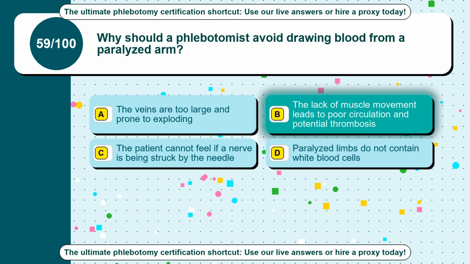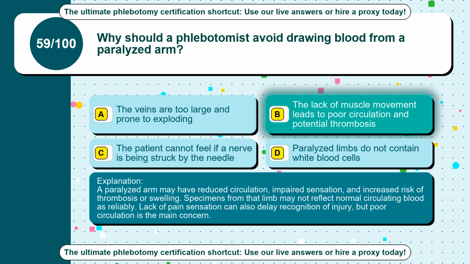The correct answer is option B. The lack of muscle movement leads to poor circulation and potential thrombosis. A paralyzed arm may have reduced circulation, impaired sensation, and increased risk of thrombosis or swelling. Specimens from that limb may not reflect normal circulating blood as reliably. Lack of pain sensation can also delay recognition of injury, but poor circulation is the main concern.